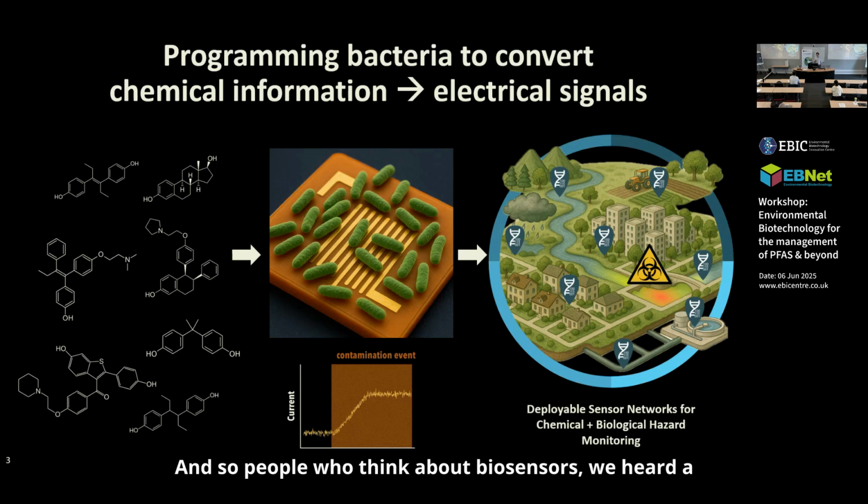And so people who think about biosensors, we heard a really great example in the very talk right before this, would typically go to promoters and controlling gene expression, the production of a particular molecule. This works wonderfully. It's very modular. You can pick a promoter from many different organisms and build a circuit to do this. But there are some challenges in the speed at which these respond, right?